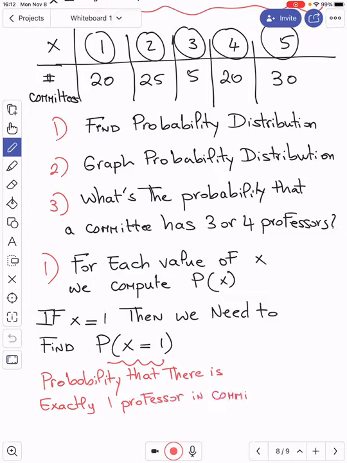Okay, so to compute such a probability, remember, guys, the formula for the probability is the frequency of the event, the occurrence of the event, right? So how many committees with exactly one professor over the total size of the sample. We have in total 100 committees, right? So here in this example, x is equal to 1. That will be the number of committees with exactly one professor, right? Over, of course, the total size of the sample.